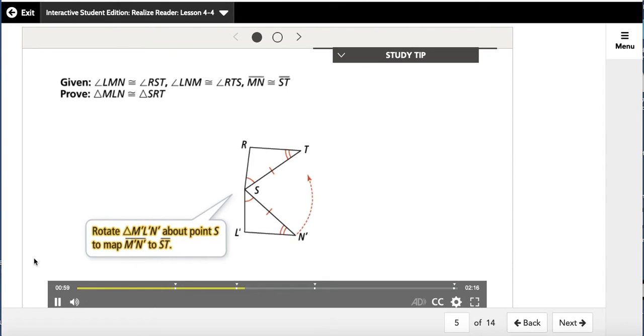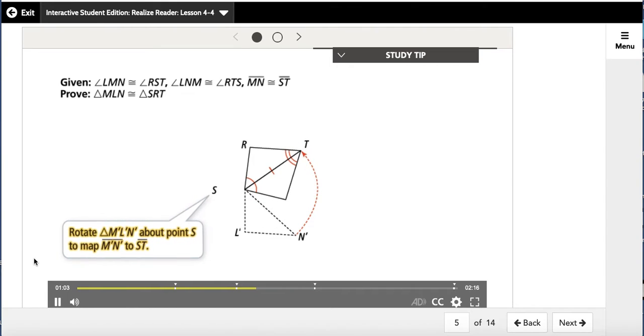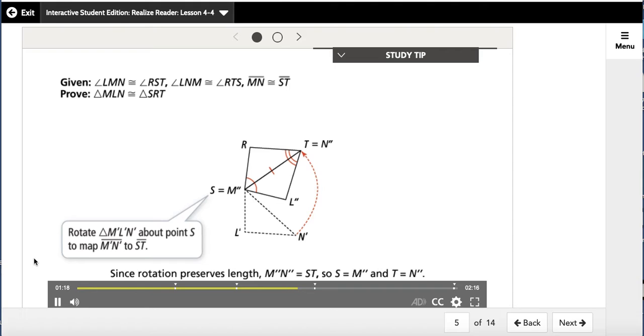Now, rotate triangle M', L', N' about point S to map segment M', N' to segment ST. Since rotation preserves length, the length of segment M', N' equals the length of segment ST. So point S equals point M', and point T equals point N'.